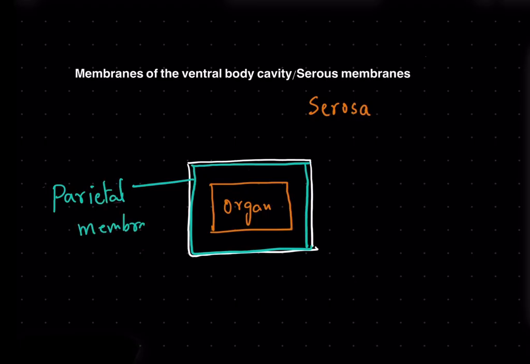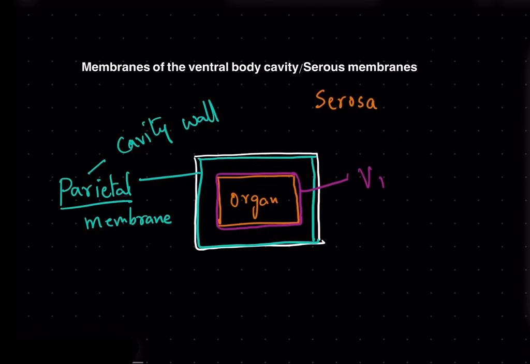Parietal membrane. All right. So parietal membrane is simply the membrane that lines the walls of the body cavity. Parietal itself refers to cavity wall. That's its meaning, and therefore the name parietal membrane. We also have another membrane that lines the organ itself. Okay, so this membrane is called the visceral membrane.